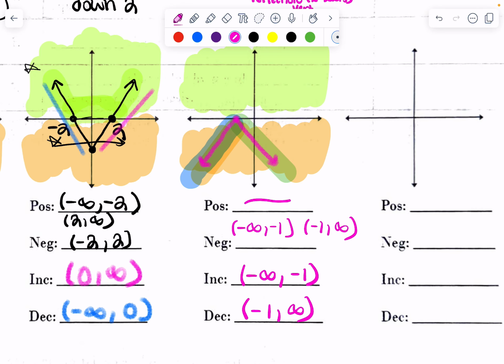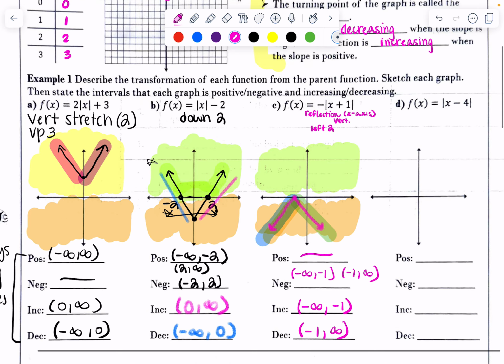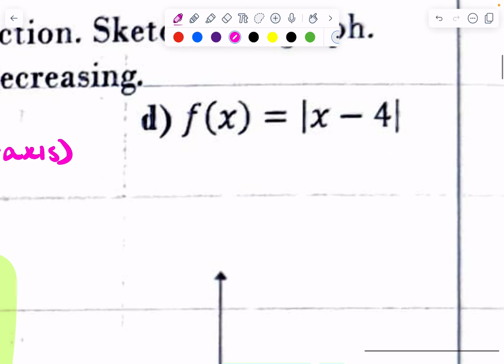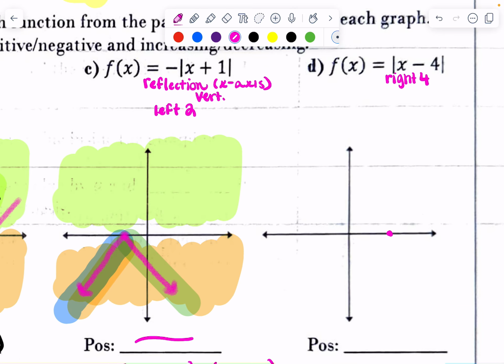All right, and then we'll pick up the pace. So, function f of x, we have a transformation to the right 4. So then my graph is going to look like this.